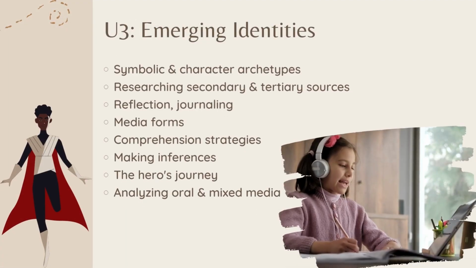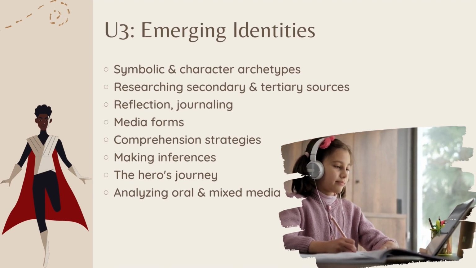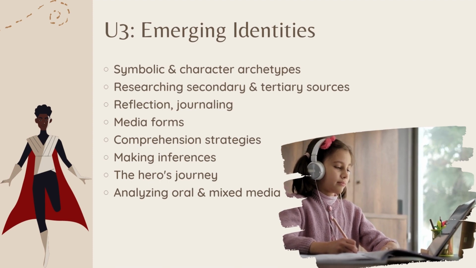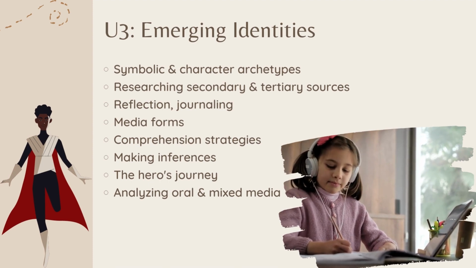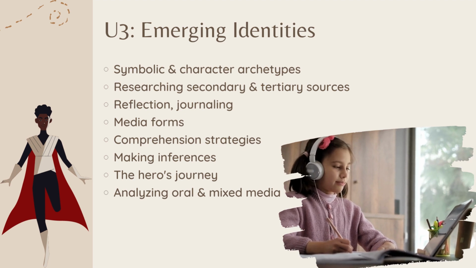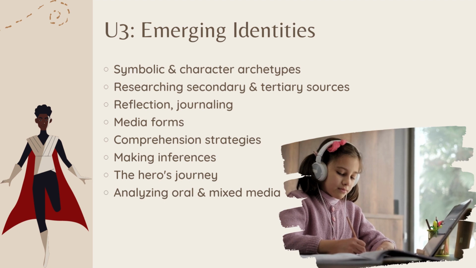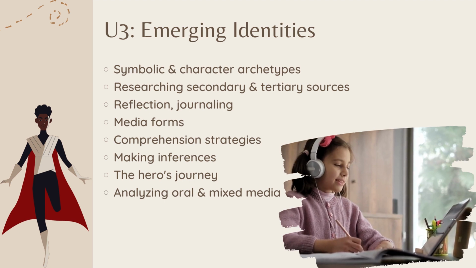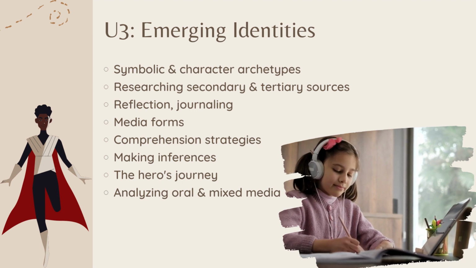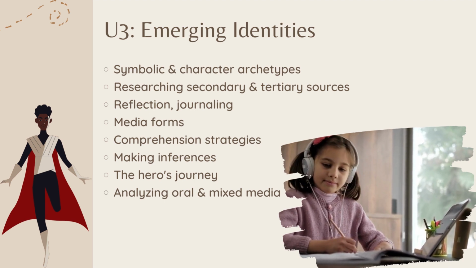In Unit 3, Emerging Identities, students will look at symbolic and character archetypes. They'll research secondary and tertiary sources to back up their claims. They'll look at reflection and journaling. They'll look at different forms of media, comprehension strategies, and understand the ability to make inferences based on the information available in text. And we'll look at some specific literary devices like the hero's journey and analyze oral and mixed media, like in other units.